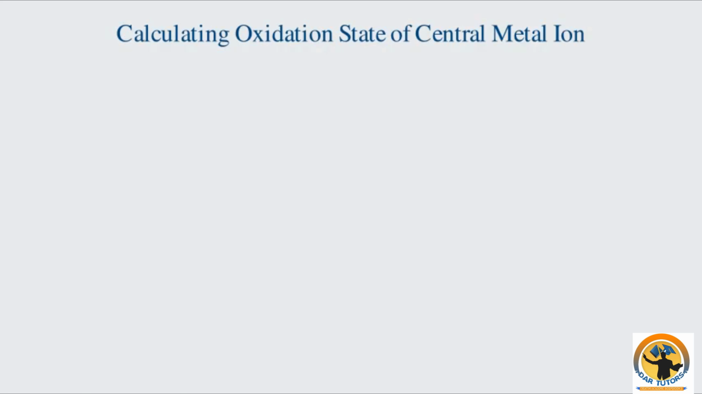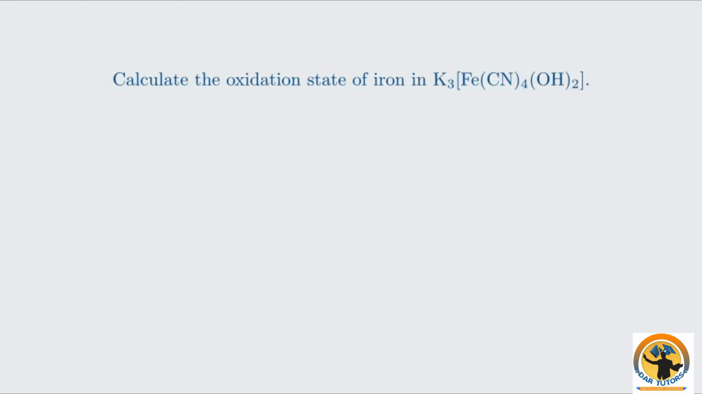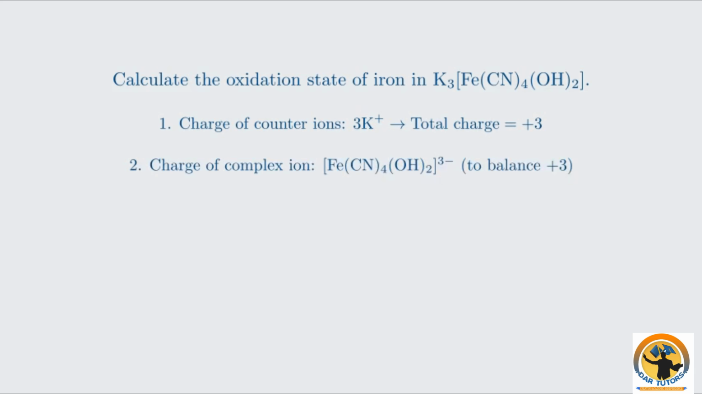Let's learn how to find the oxidation state of the central metal. We'll focus on this example. Calculate the oxidation state of iron in K3[Fe(CN)4(OH)2]. Step 1. Let's find the charge of the counter ions. The potassium ions, each with a charge of +1, give a total charge of +3. Step 2. That means the charge of the complex ion must be -3 to balance the charges.